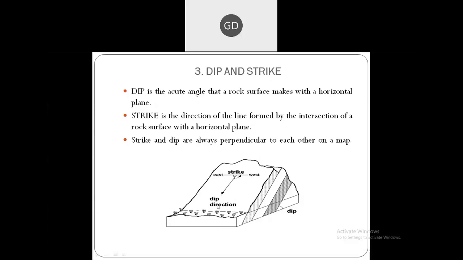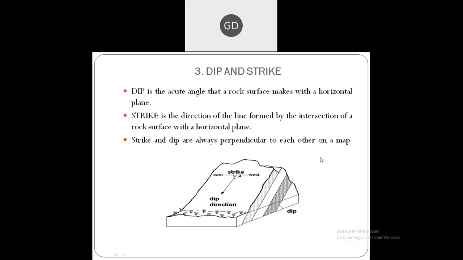So here, this is the direction of your dip. And strike, on the other hand, is a geographic direction, the line of intersection of a horizontal plane with a bedding plane of a layered rock. So this strike is opposite to the dip direction. You can see this is a strike direction and this is a dip direction.